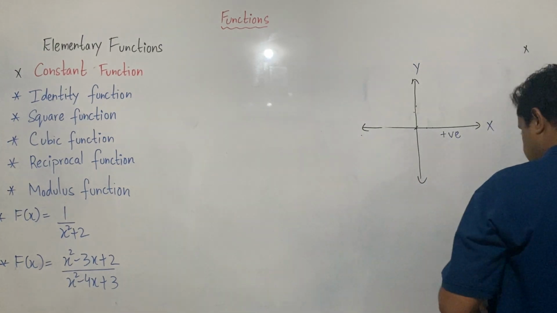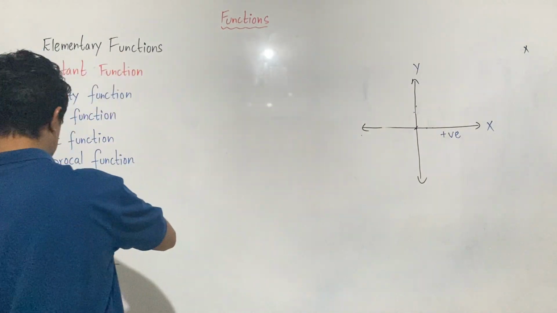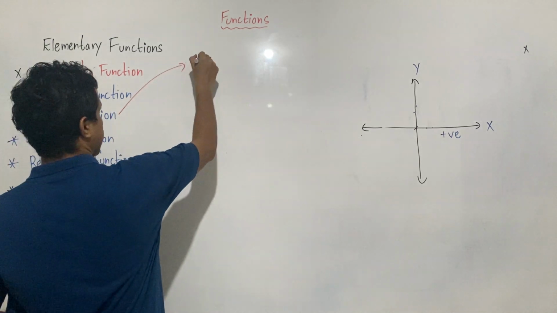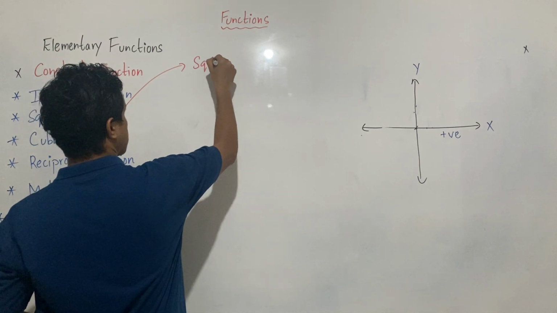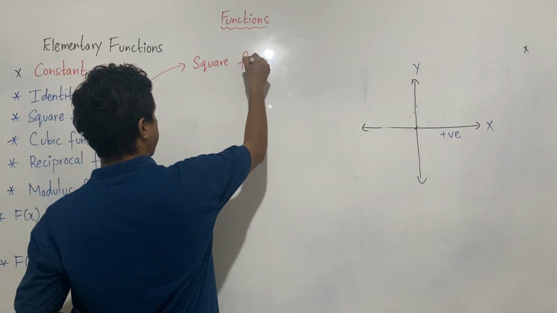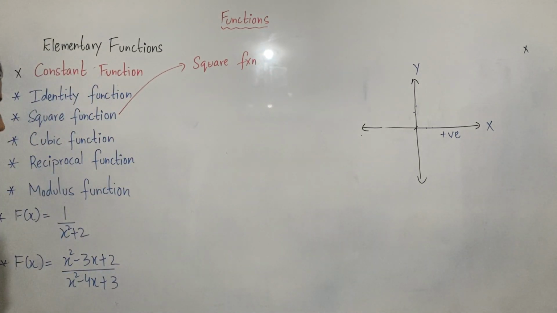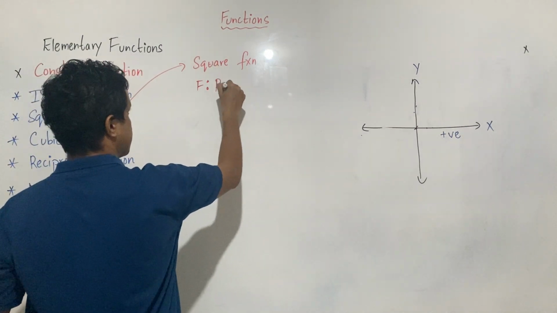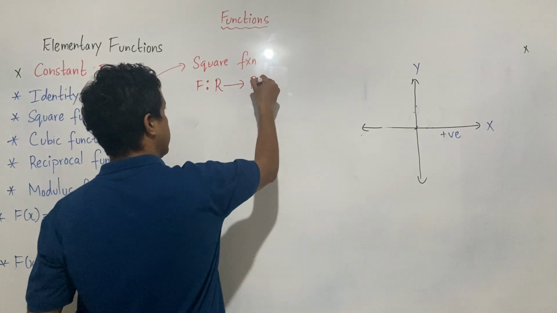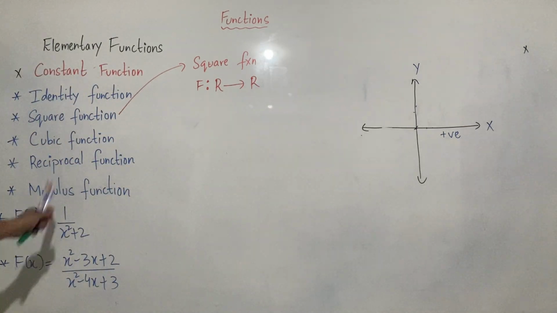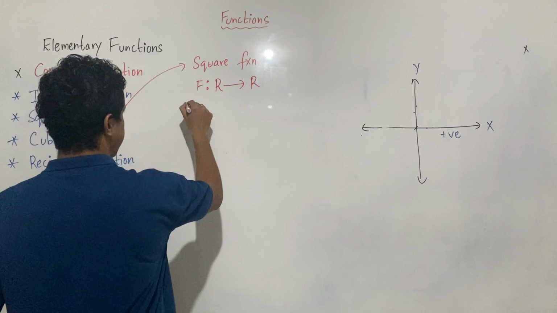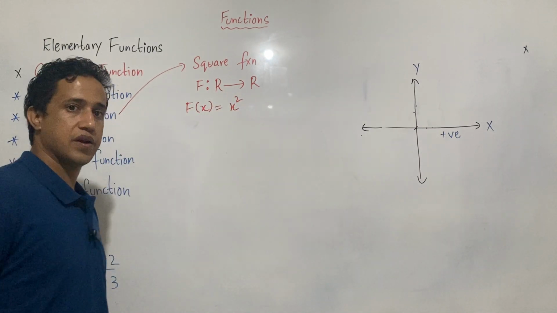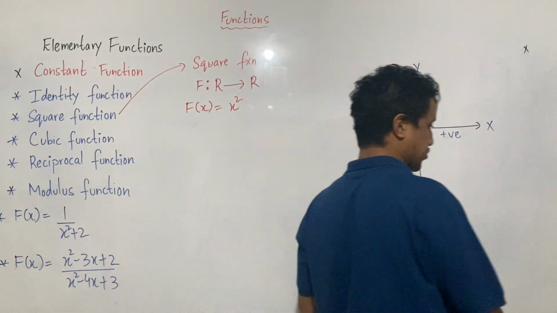Okay, now the next that we will do is the square function. Okay, this is our square function. Again, here f is a function that is defined from the set of real values to the real values. And this is a function of the type f(x) equals x square. Right, f(x) equals x square.